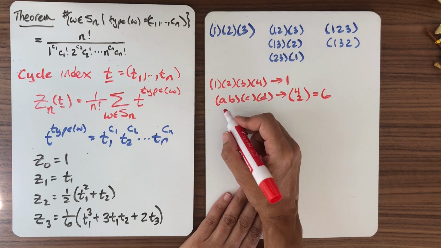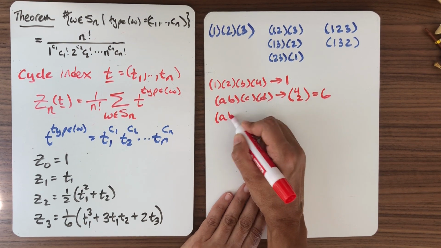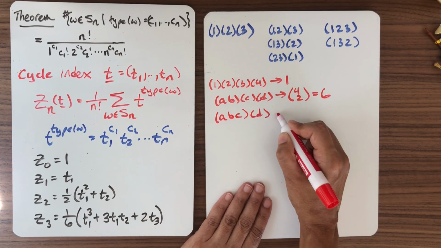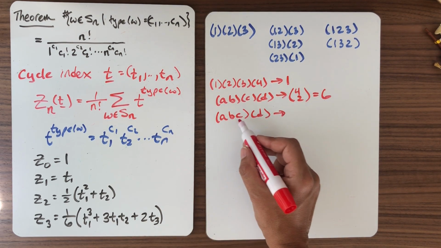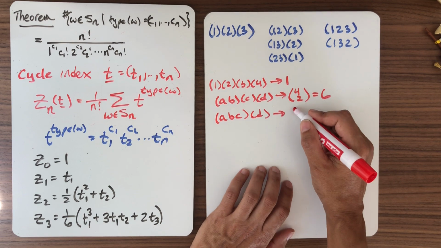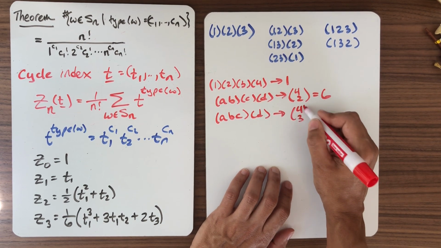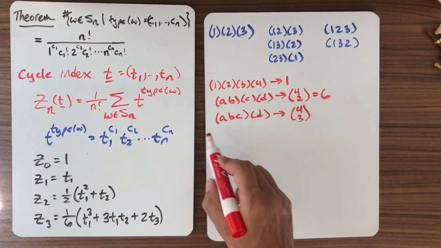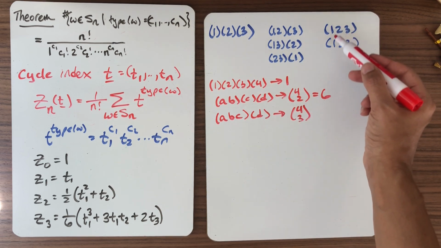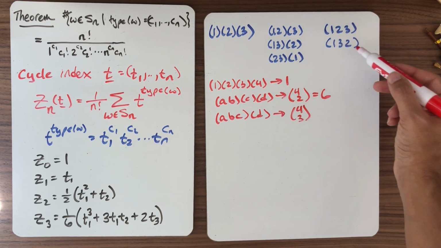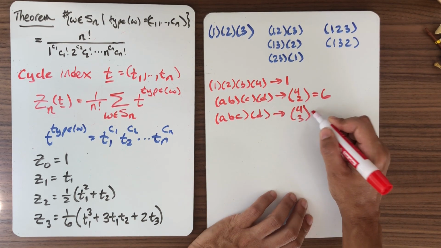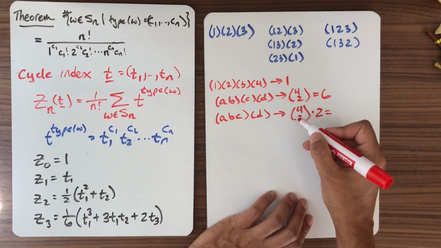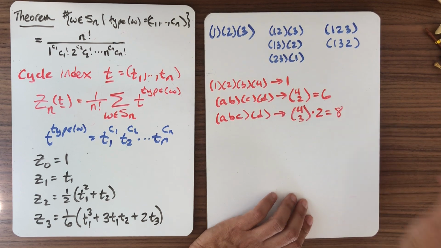What's another cycle type we could have? We could have A, B, C with D left alone. How many ways are there to do this? Well, there are 4 choose 3 ways to pick the letters A, B, and C, but we also have to choose what order they come in. And so again, we saw from here, there are 3 minus 1 factorial orderings. So in this case, we're going to have to multiply this by 2. So 4 choose 3 is 4, times 2 is 8.